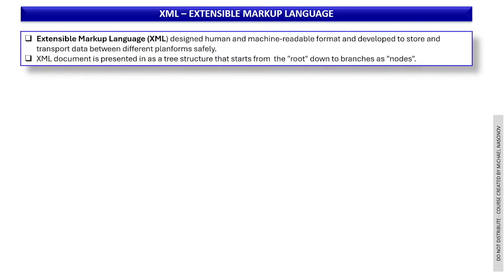Everybody is familiar with that. Extensible Markup Language, or XML, is a human and machine readable format developed to store and transport data between different platforms safely. An XML document is presented as a tree structure that starts from the root down to branches as nodes.